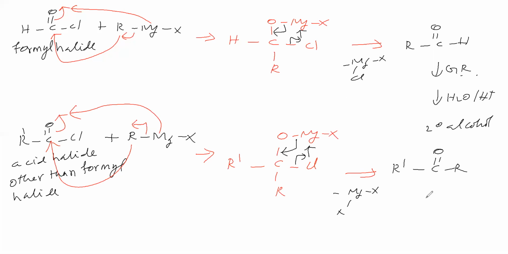We have got a ketone. This ketone reacts with the Grignard reagent. Then on hydrolysis in the presence of acid, we get a tertiary alcohol. In this acid halide, one R group is there, but here there are three R groups, two more R groups coming from the Grignard reagent. So acid halide other than formyl halide gives a tertiary alcohol.